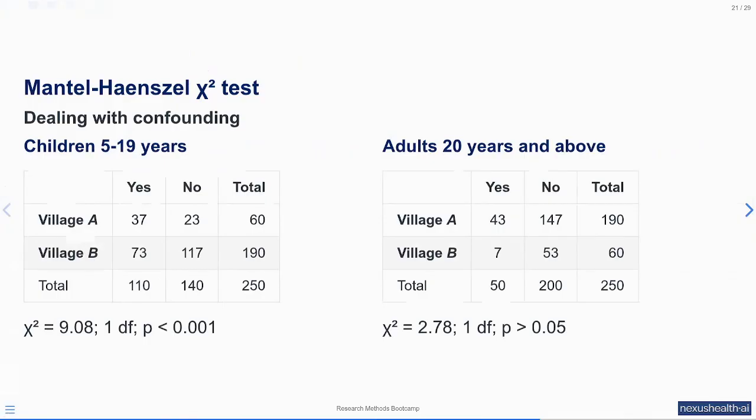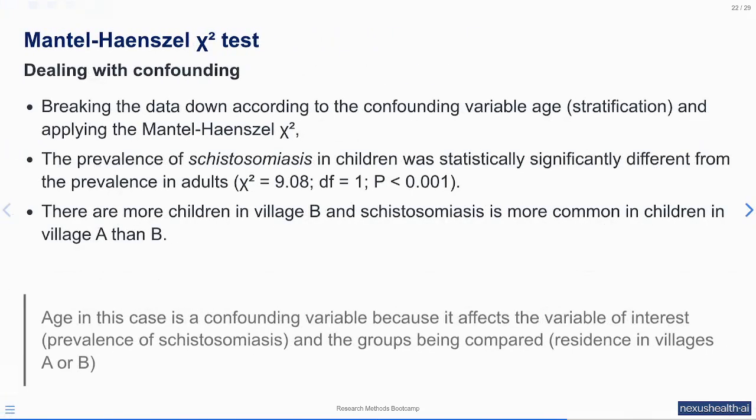Calculating the chi-square separately for these two different tables, we find that there is a statistically significant difference in prevalence between village A and B when we look at children 5 years to 19 years of age. Whereas among adults 20 years and above, there is really no difference between the two villages. This is a classic example of confounding.